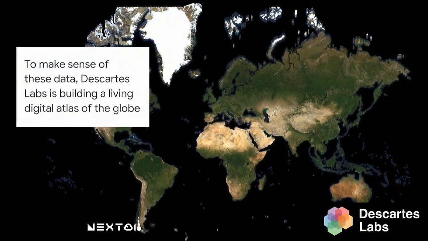So this is a completely different class of the types of problems that you can address, and then also a completely different regime for the big data that you need to deal with in order to make sense of all of this information. So Descartes, in order to make sense of these data, we're building a living digital atlas of the globe. And so during this talk, I want to tell you a bit about that, and then how we're using machine learning to understand the value and the information in these pictures.